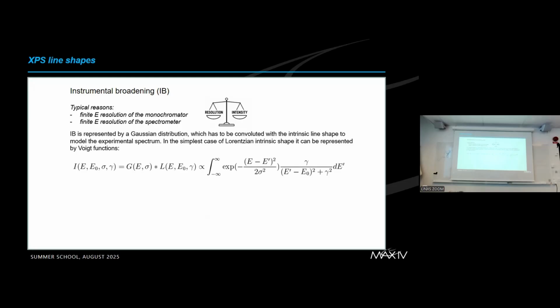So normally this instrumental broadening is represented by a Gaussian distribution. And that's why, in the simplest possible form, the final line shape is a convolution of the Lorentzian shape and the Gaussian shape, which is called the Voigt function shape. Many systems can be fitted with this Voigt function, but of course, if your lines are asymmetric, then instead of the Lorentzian shape, you have to use this asymmetric Doniach-Sunjic shape in the peak fit analysis.